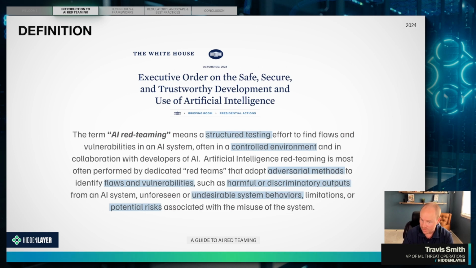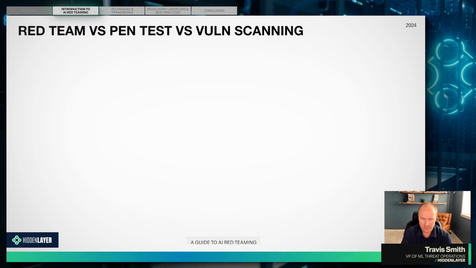But highlighted a few examples here: it needs to be structured testing in a controlled environment, so not just going wild west and hacking these things that are live in production. What is part of that structured testing is creating adversarial methods, or adversarial examples as we call them, to find these types of flaws, which could be inference attacks against predictive models, or, if we're looking at generative models, trying to identify if these can create harmful, discriminatory, or biased types of outputs, and just trying to figure out what those potential risks are. So just trying to figure out what that potential structure looks like.